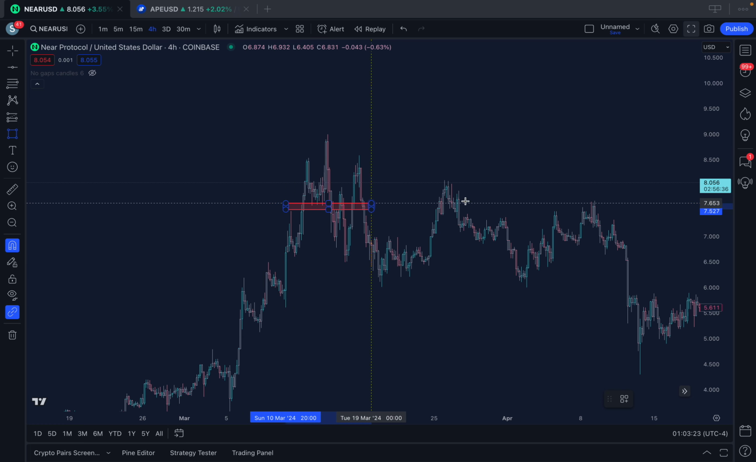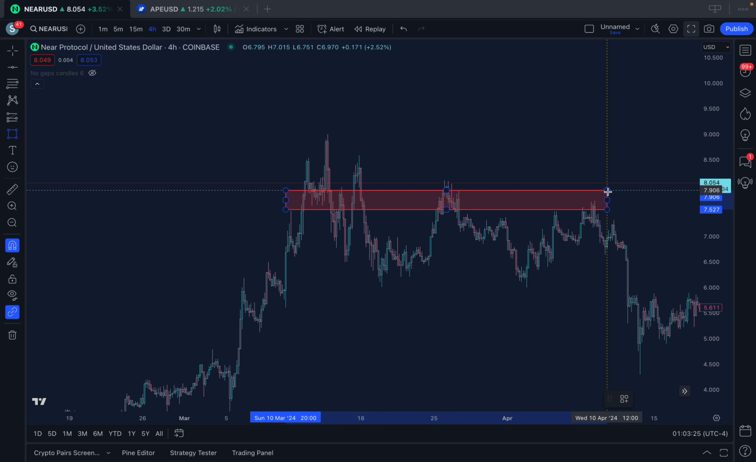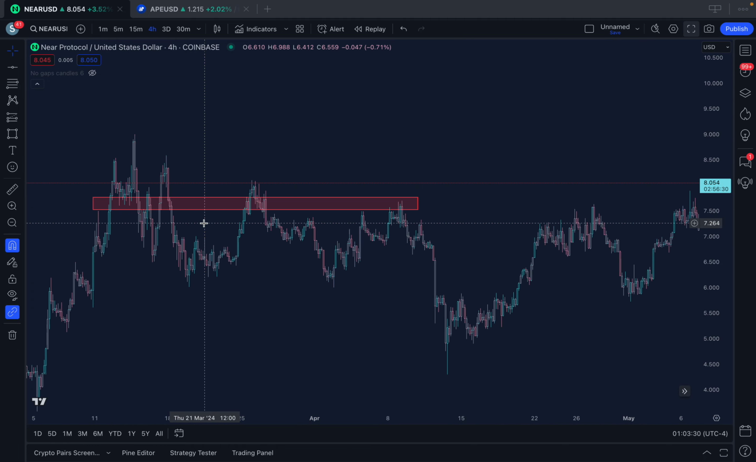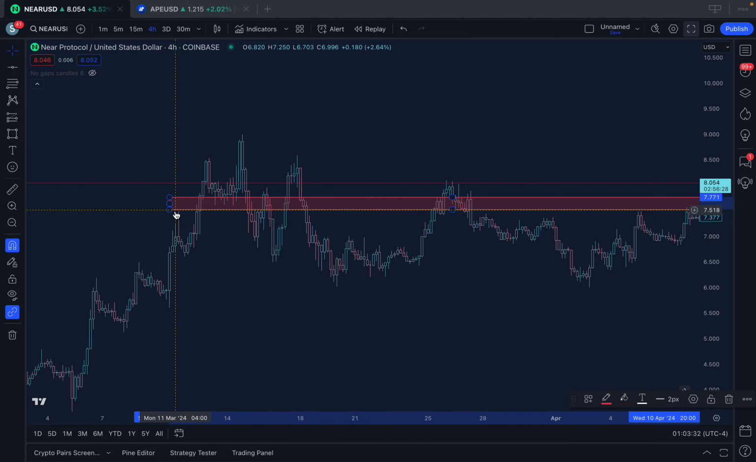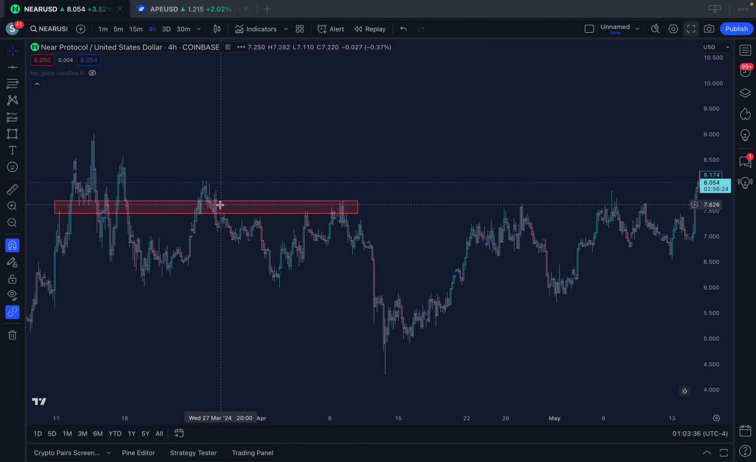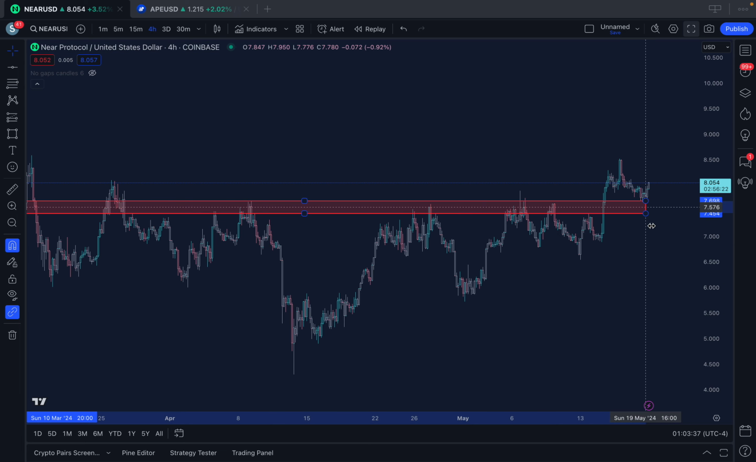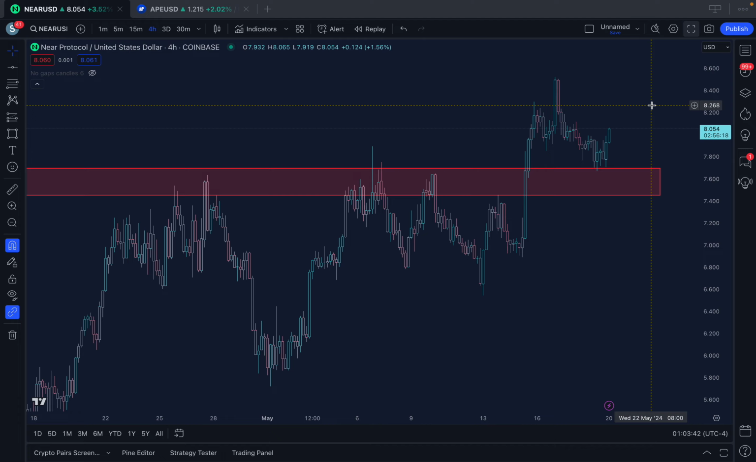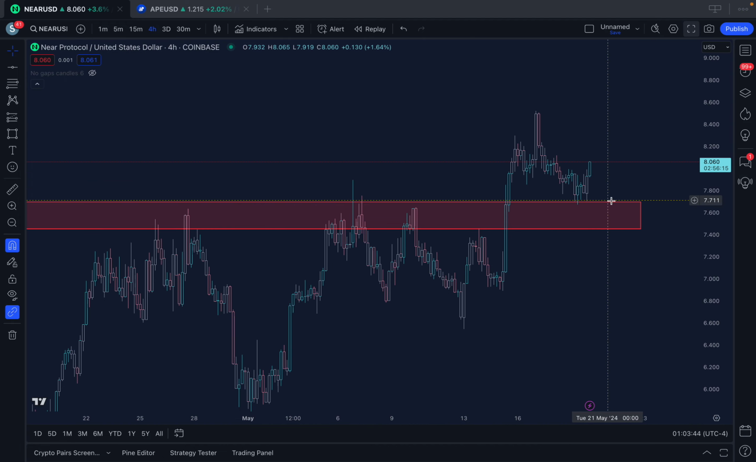So let's just draw a box. You guys know how much I love my boxes. We really only have to draw this all the way across. What I'm trying to do is fill the top side wick with this downside wick. I'm just going to draw the box all the way across. And there you go. If you notice, this is going to hit this region pretty much perfectly.